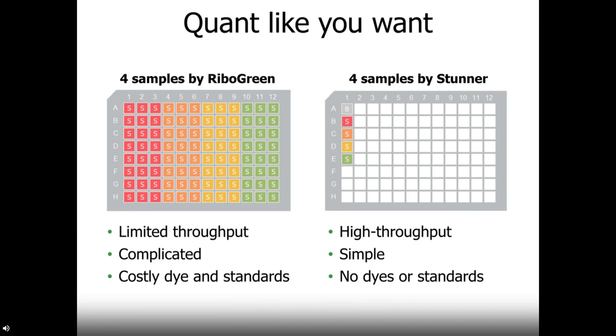Using RiboGreen to quantify your RNA means you'll need to lyse your particles and use 2 standard curves with costly standards. Basically, to measure 4 samples, you'll end up measuring 96 samples, including all the standards and controls. While doing 4 samples on Stunner is simple, dye and standard free, no lysis needed. You'll get RNA concentration and size in about 4 minutes for those 4 samples.